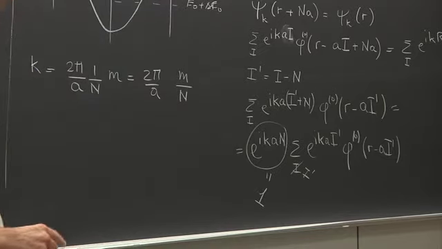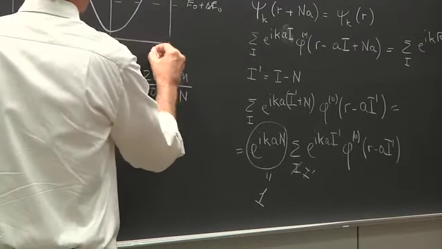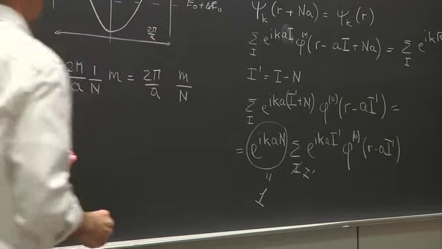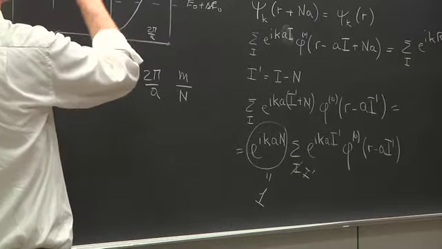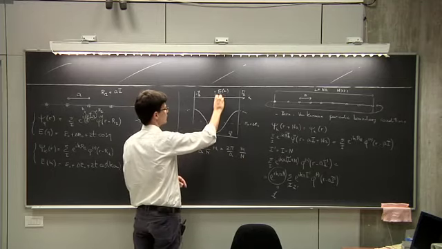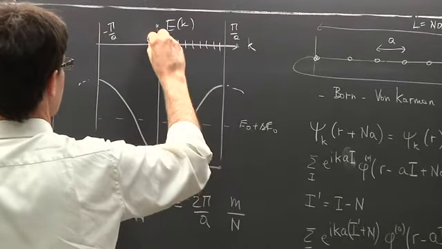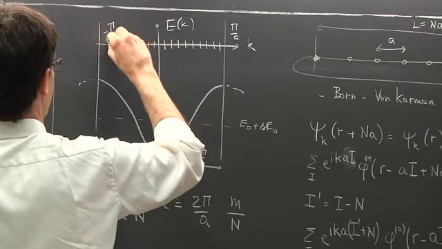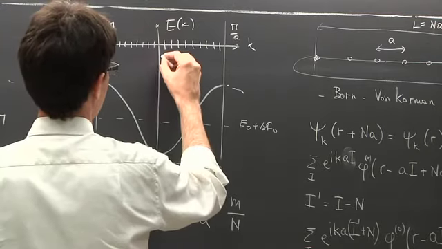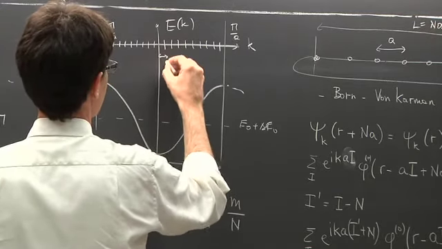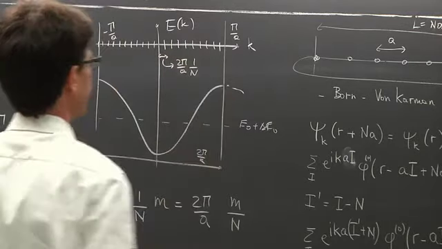Okay? So in other words, if the total length of this is 2 pi over a, for example, what I'm doing here, if N is large, is slicing this object in very small slices like that, and accepting only specific values of k. The width of each slice is 2 pi over a times 1 over N.